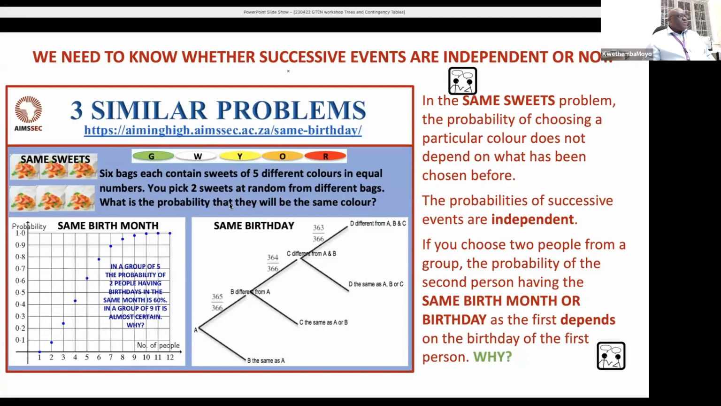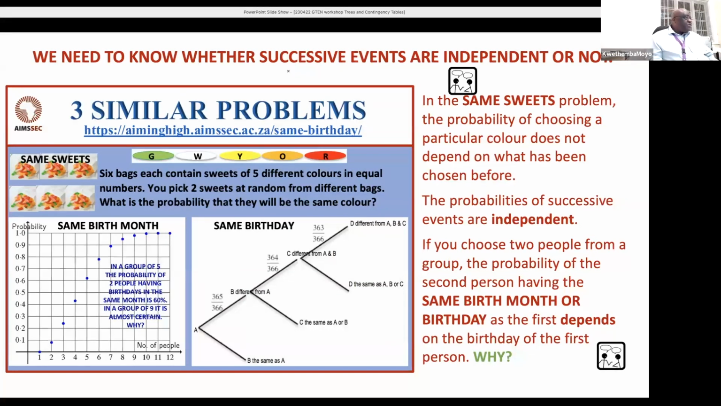We have the same problem, sweets. 6 bags each contain sweets of 5 different colors in equal numbers. You pick 2 sweets at random from different bags. What is the probability that they will be the same color? We have colors green, white, yellow, orange, and red for these sweets. Just think in a moment on what could be the probability that they will be the same color.